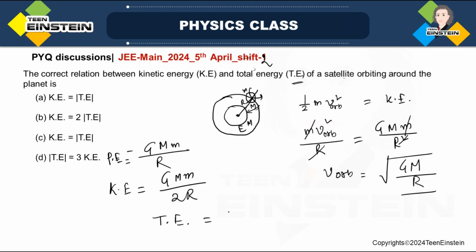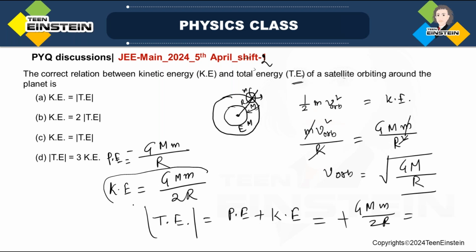Total energy means potential energy plus kinetic energy. So this will give you minus G M m by 2r. If I take the mod of this, I'll just take the positive. That means this is G M m by r. See, this is G M m by 2r. This is the kinetic energy.